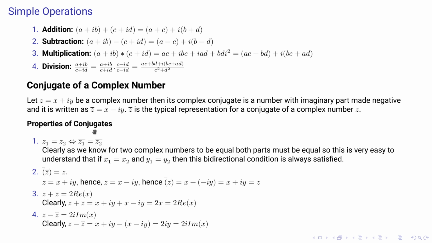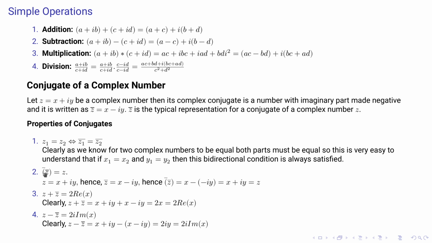Now we have certain properties of conjugates. z1 = z2 implies that conjugate of z1 is equal to conjugate of z2. That is, if it is x1 + iy1 and it is x2 + iy2, then x1 = x2 and y1 = y2. Here, this will become x1 - iy1 and this will be x2 - iy2. So you can see that x1 will be equal to x2 and y1 will be equal to y2. So it is both ways it will be satisfied.